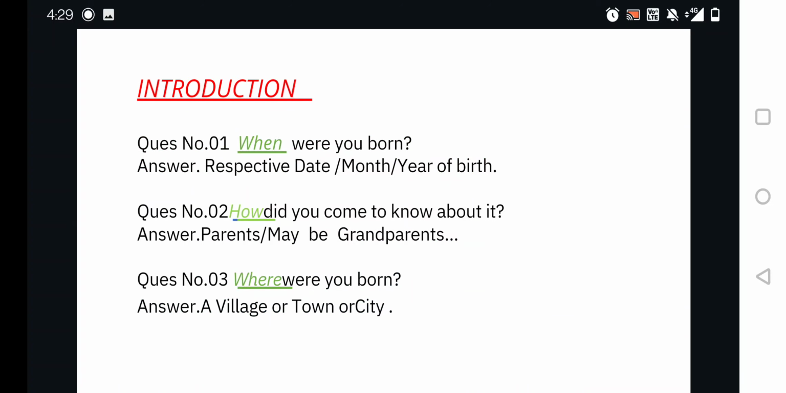Okay, so the chapter starts with Introduction, How, When, and Where. You should understand that we are going to learn modern history. You've already learned ancient and medieval periods in 6th and 7th classes. Now you will be learning modern history.